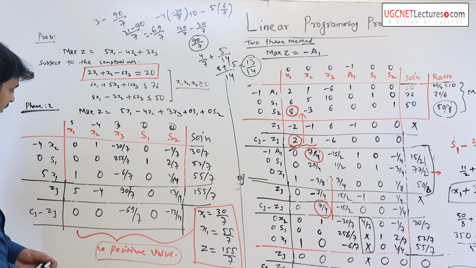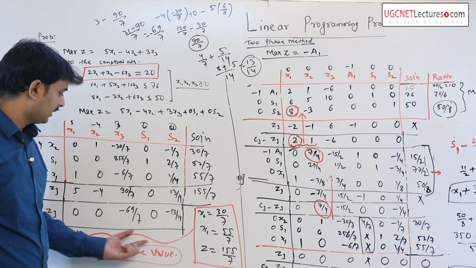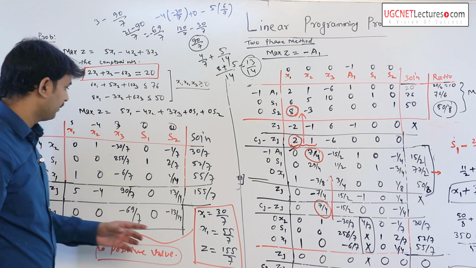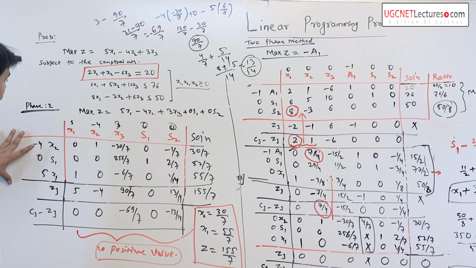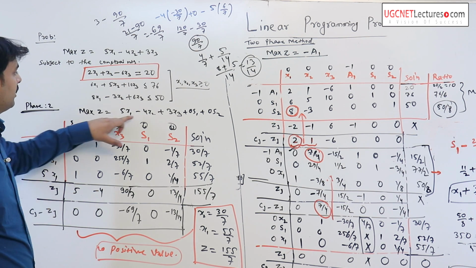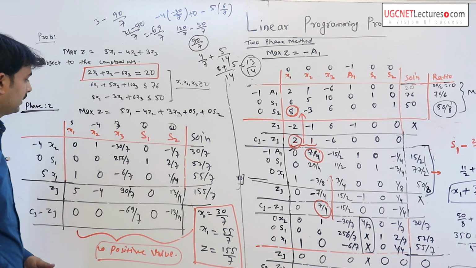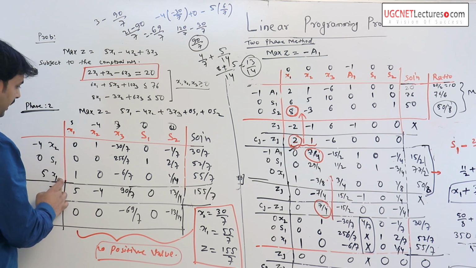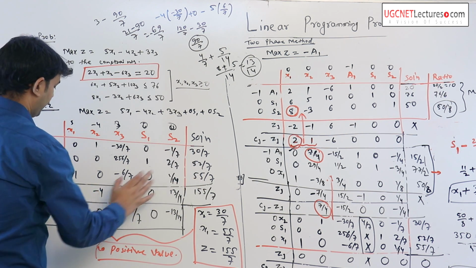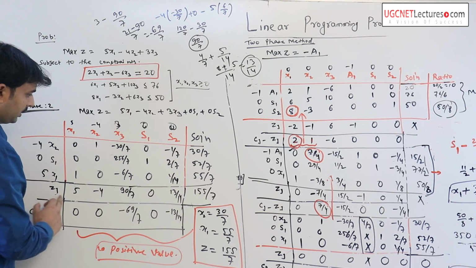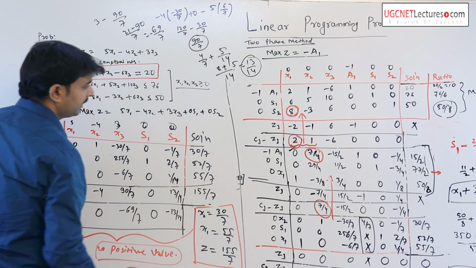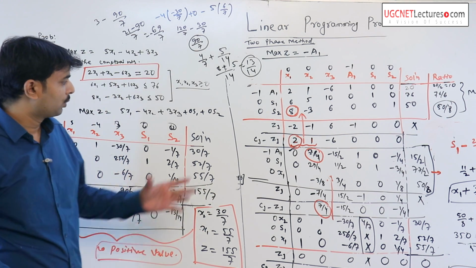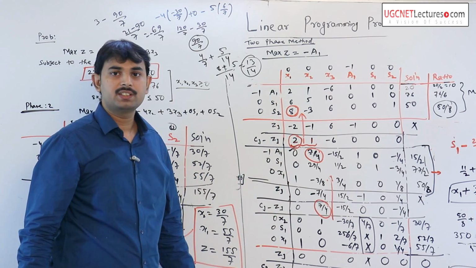Here all the cj minus zj are less than or equal to 0, means this is the optimal table in phase 2 for this maximization problem. Thus the solution is x1 and x2 and the maximization z is equal to 155/7. So this approach is known as the two-phase method.